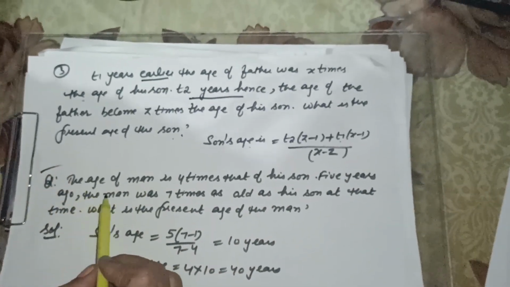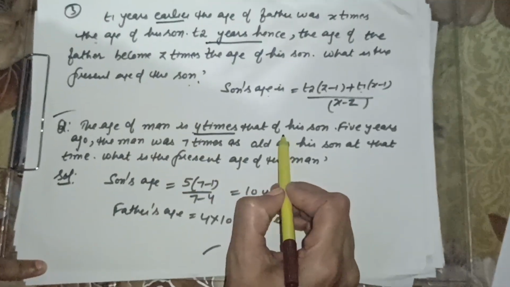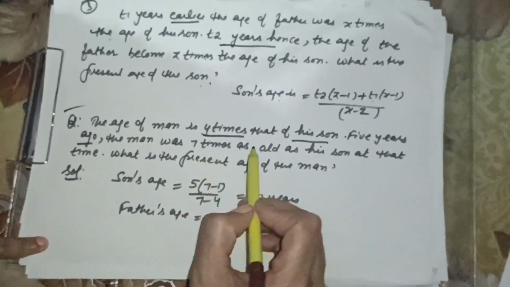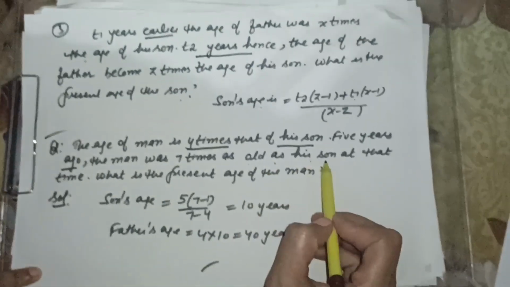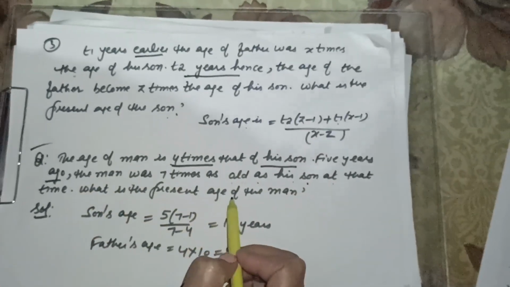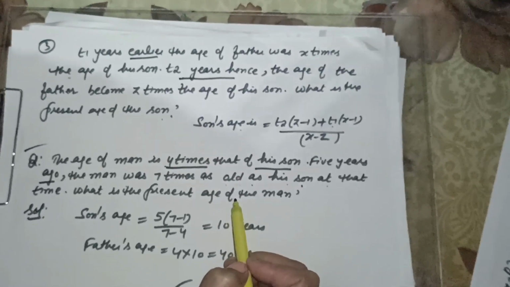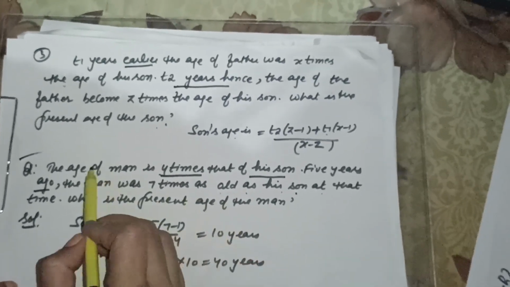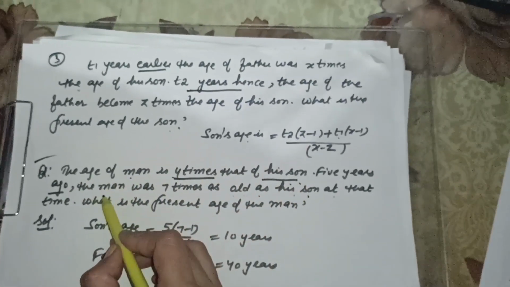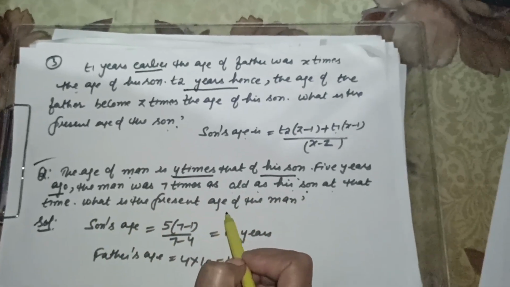This is one illustration I have taken. The age of the man is 4 times that of his son. 5 years ago, the man was 7 times as old as his son. At that time, what is the present age of the man? That means we have to find the present age of the man. Once again, I am explaining the statement: the age of the man is 4 times that of his son; 5 years ago, the man was 7 times as old as his son. What is the present age of the man?